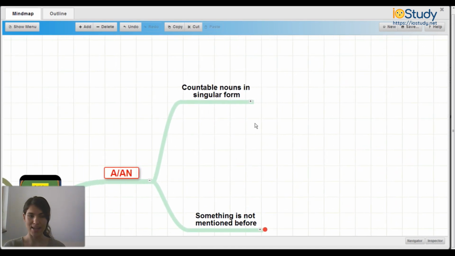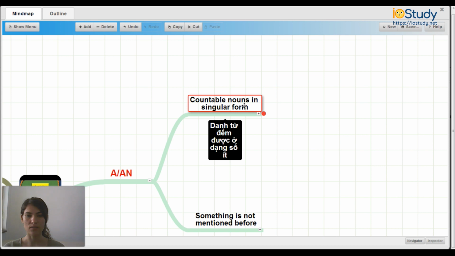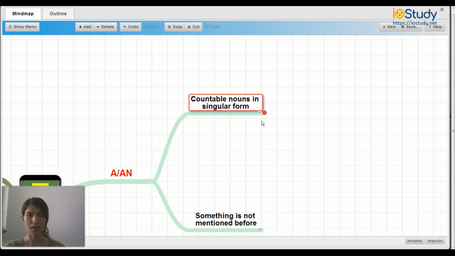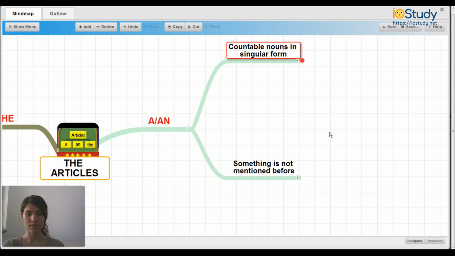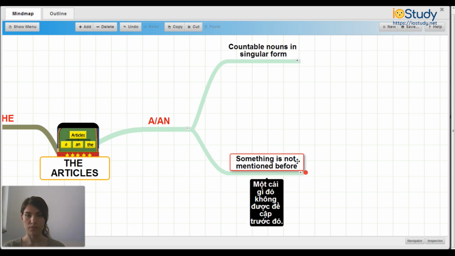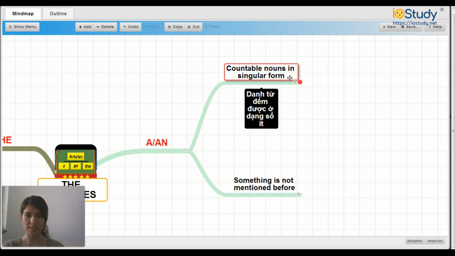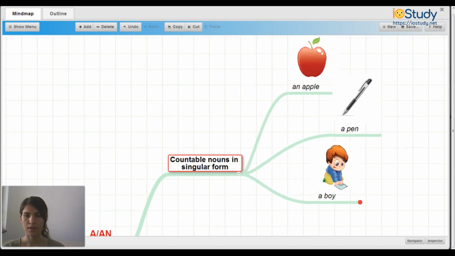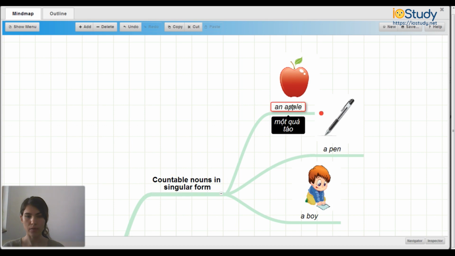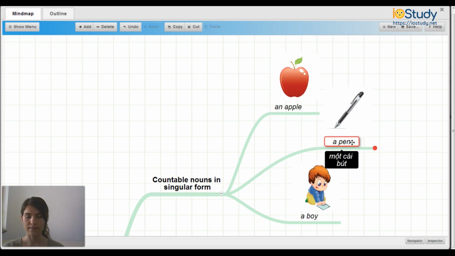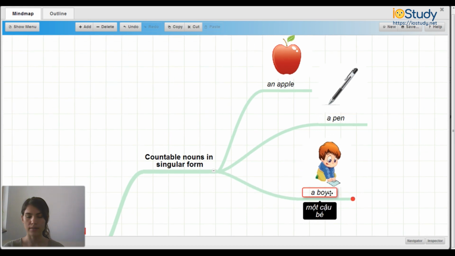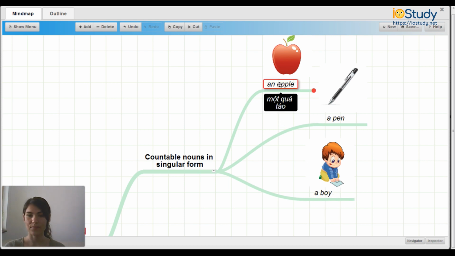So we use a and an for countable nouns in the singular form. We can also use a and an for something that is not mentioned before. So let's look at some examples of these. First, countable nouns in the singular form. For example, we have an apple, a pen, and a boy. So as you can see here, these are all countable nouns in the singular form. We use an apple because apple starts with a vowel.